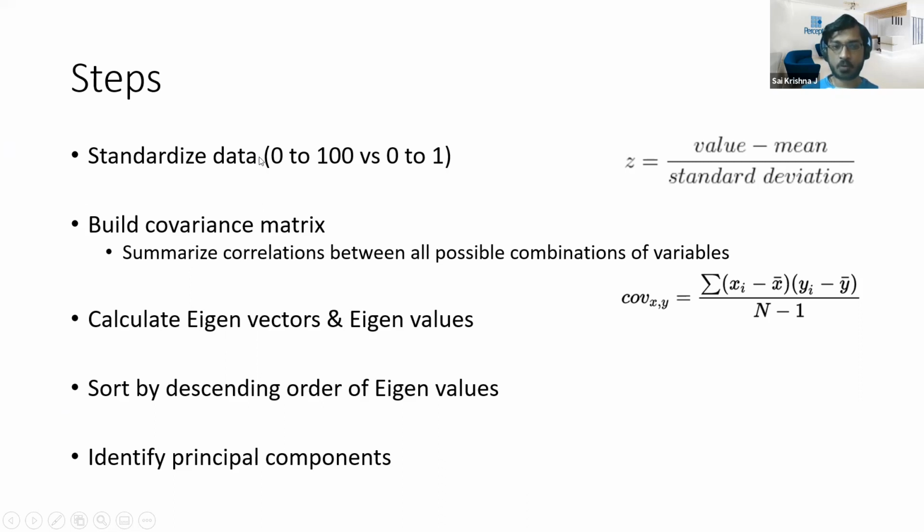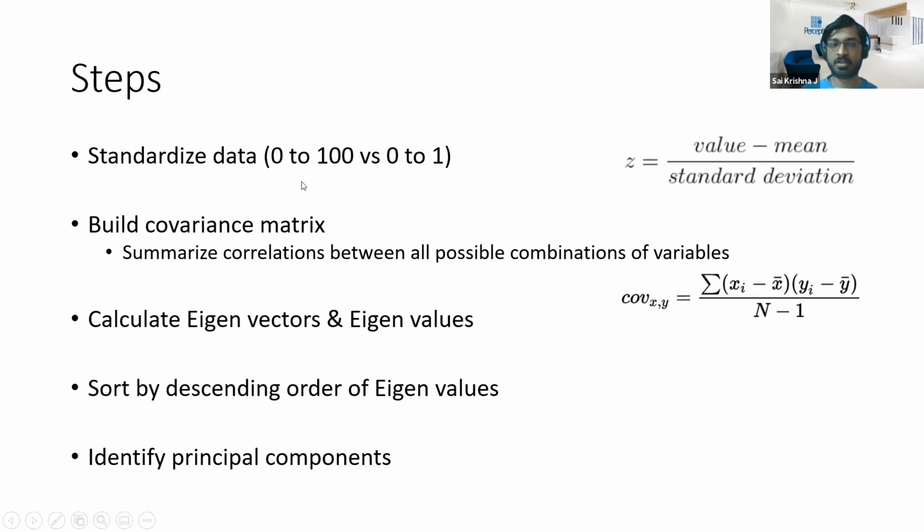Okay. So why do we do this? Let's say there are two variables in the data. One variable has values ranging from 0 to 100. Another variable has values ranging from 0 to 1. So when you don't standardize the data, by default the algorithm will assign a higher weightage to the values which range from 0 to 100, and it will assign a lower weightage to those values ranging from 0 to 1.